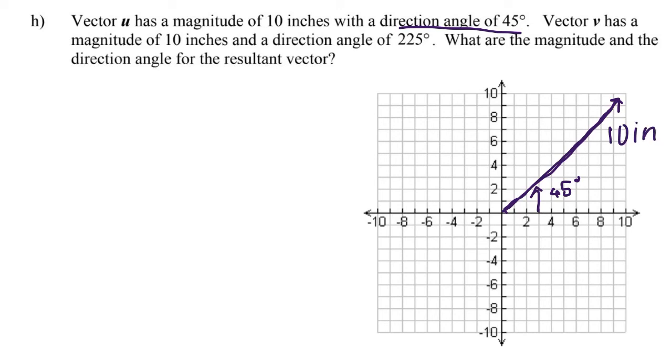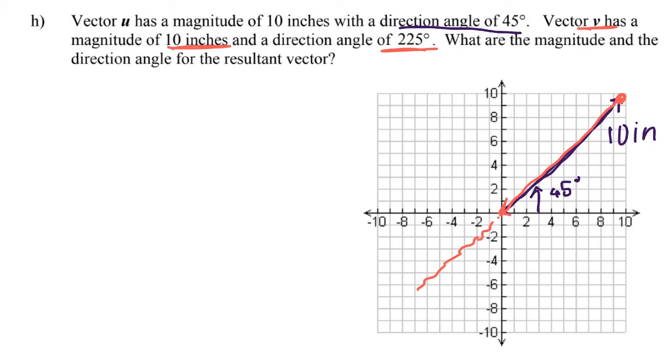But then we have another vector v that has a magnitude of 10 inches and a direction angle of 225. Now again, don't be tempted to go to the origin and do this for your 225. That is where 225 is, but we have to start where that first vector stopped. So we're going to come back here. Well, 225 degrees in the first quadrant is exactly the same as 45 degrees. So we come right back.